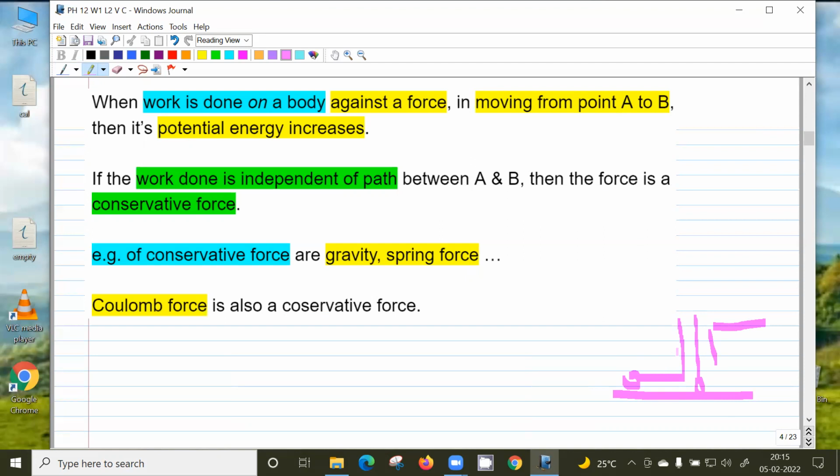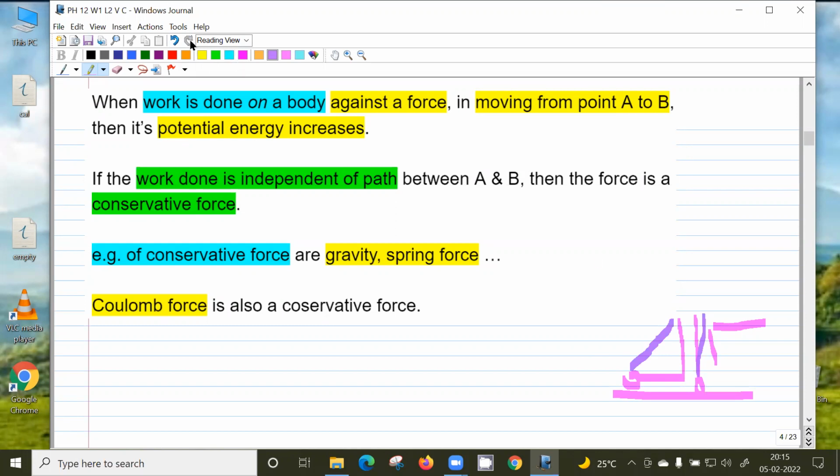You know this one? Because the work done from moving from here to here is 0. And similarly, the work done if I move in this direction is the same as the work done in moving in this direction. That is the property of conservative force.